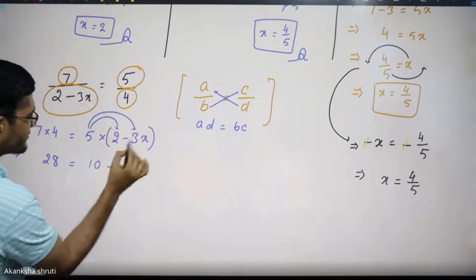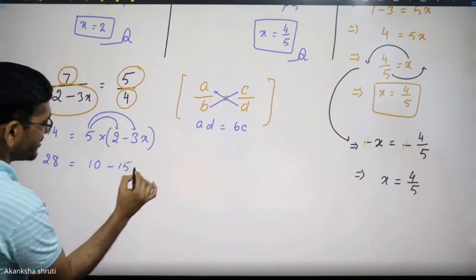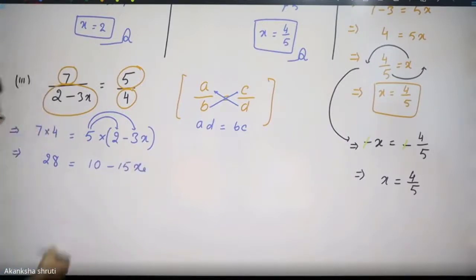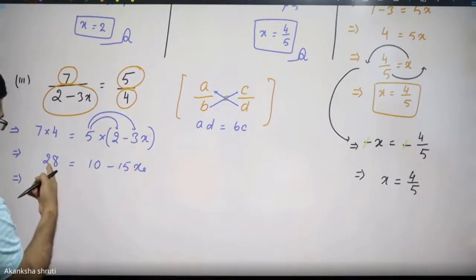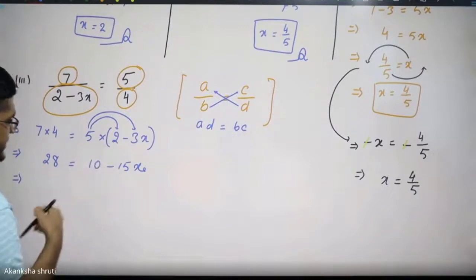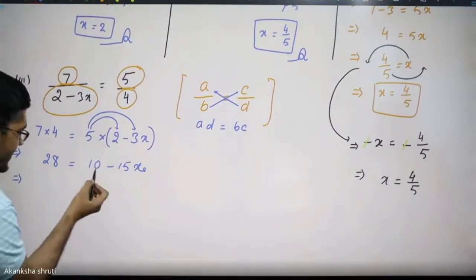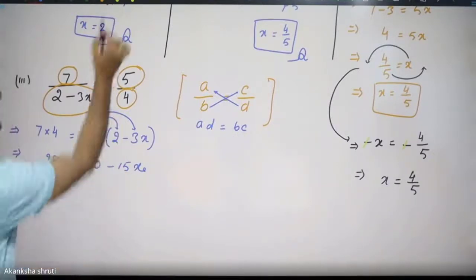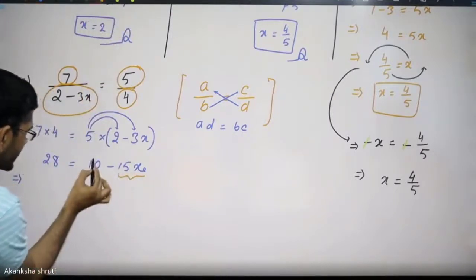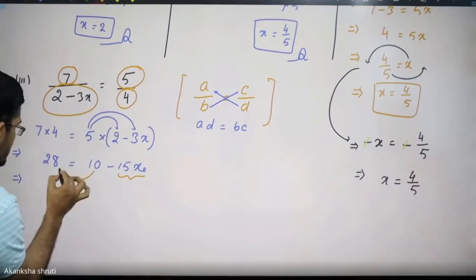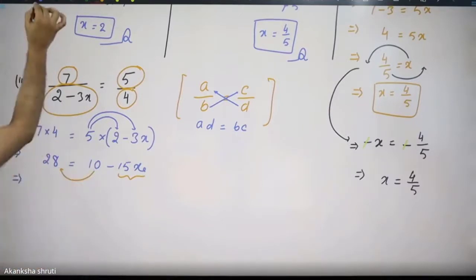Minus 5, 3, 15 of x. Okay, now what to do, student? Very easy. If you wish, you may bring this variable x on the left hand side and this constant on the right hand side, or directly you may keep this variable as it is, because the variable is at one place. Better to shift it on the left hand side.